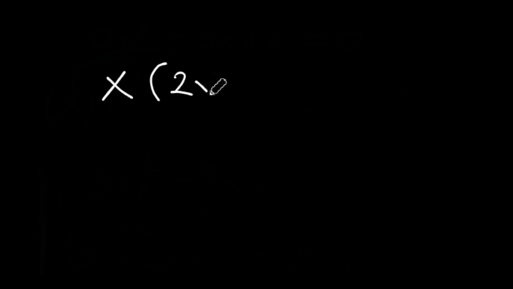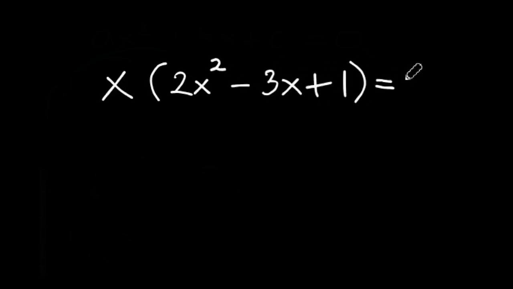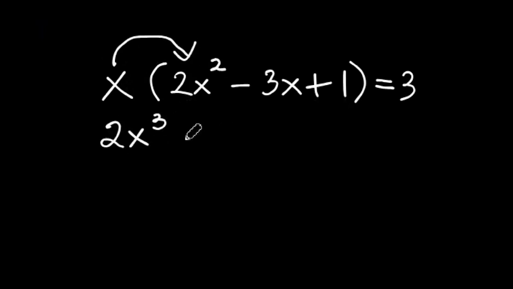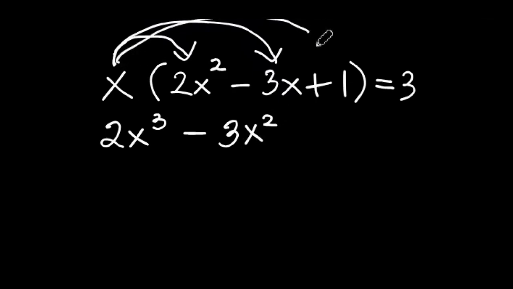So, the next example would be x times 2x squared minus 3x plus 1 equals 3. In this example, ang gagawin lang natin, i-distribute lang natin si x sa tatlong term. Okay? So, let's start. x times 2x squared, that is 2x cubed. x times negative 3x, that is negative 3x squared. x times 1, that is positive x. Then we have 3 sa kabilang side.